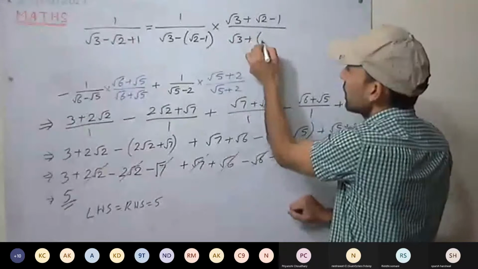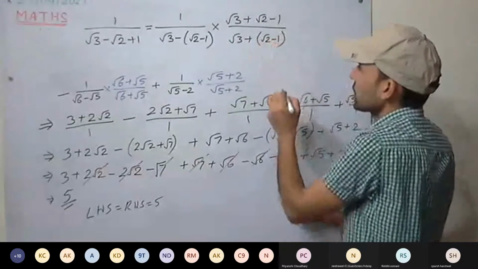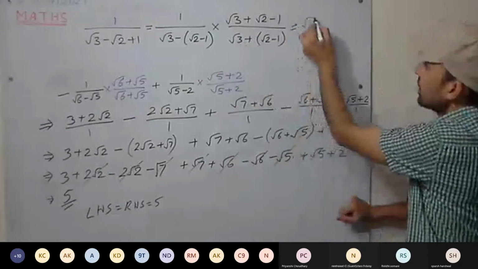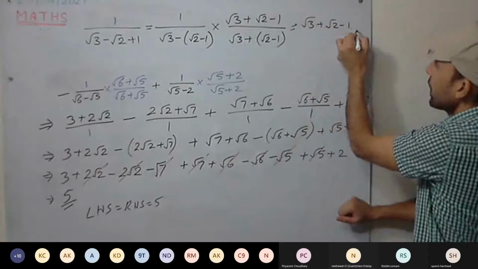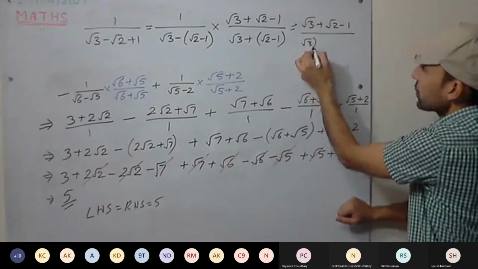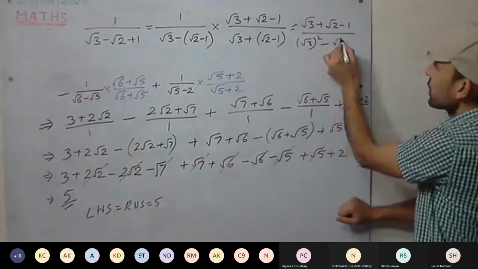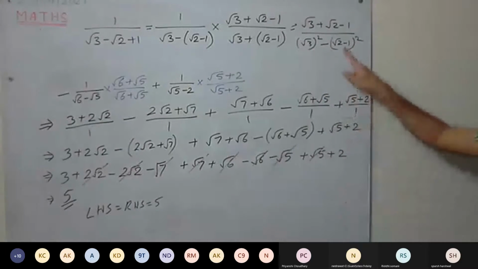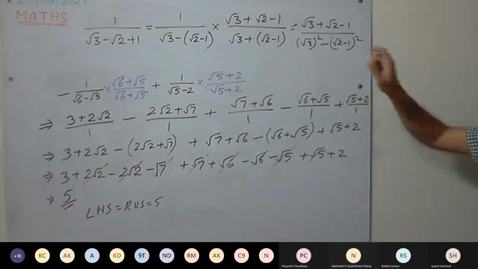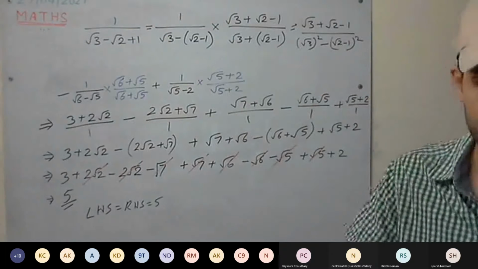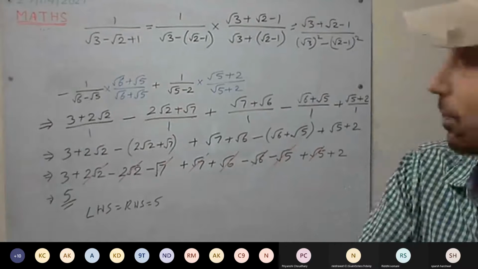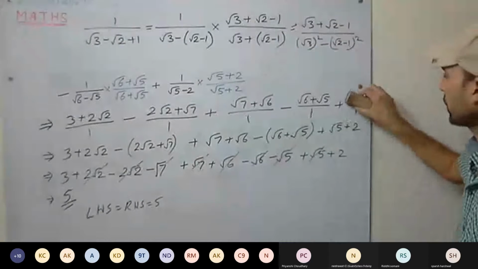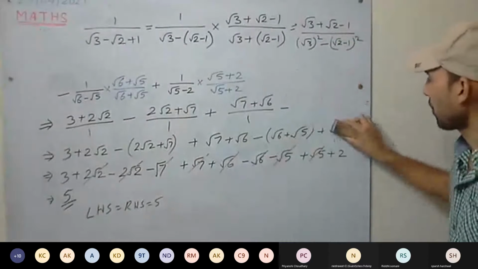Root 3 plus root 2 minus 1. So its square. Next term root 3 plus root 2 minus 1. Root 3 square minus root 2 minus 1 square. Solve it again, the square solve. Okay, this is homework. Try it. Make other combinations as well. Try it and solve. We'll discuss it tomorrow. Do it as homework as well.